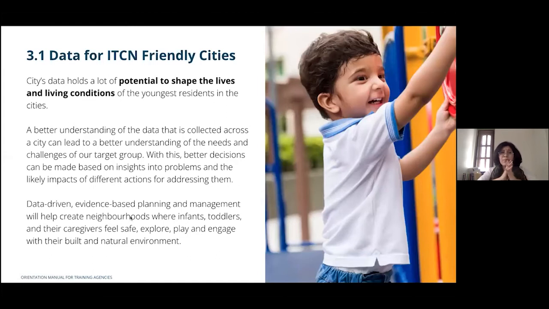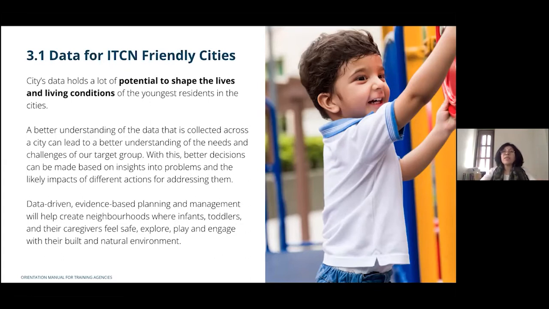So first we will come to why we need data for ITC friendly cities. A lot of you, in the last three modules, have raised the concern that it's a very new concept. It's a concept which is deeply rooted in understanding behavior, in shaping opinions, changing behaviors and opinions. So it is extremely important that we are able to drive this agenda ahead only with data, right?